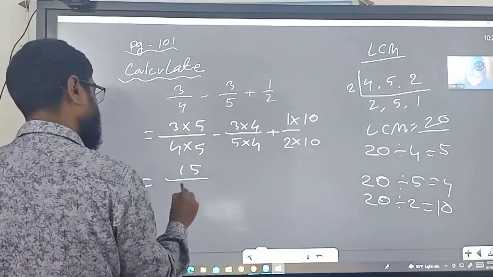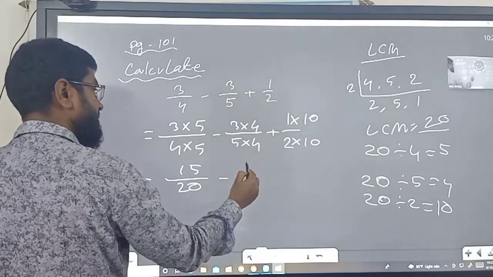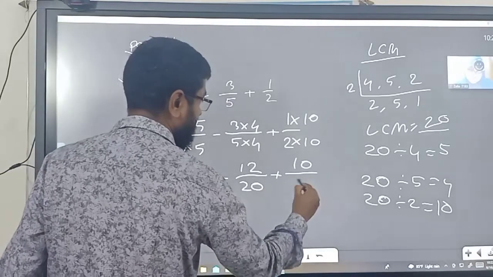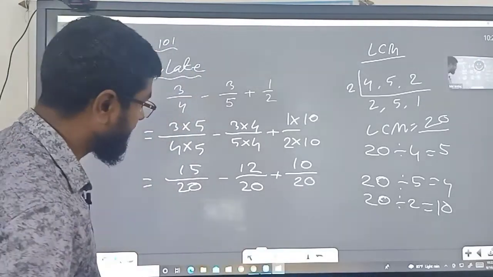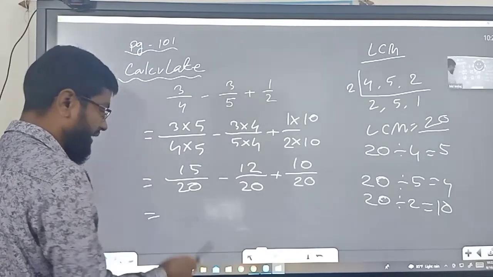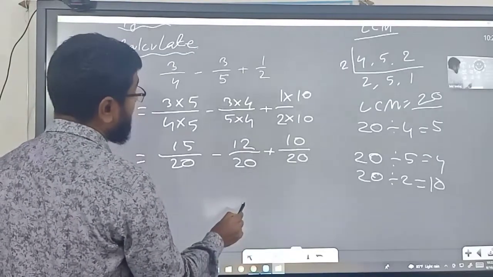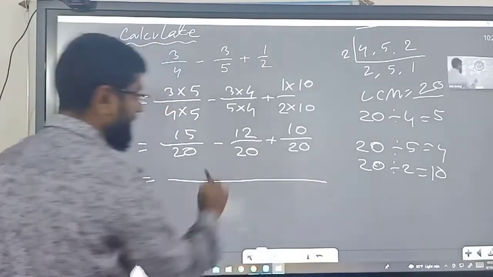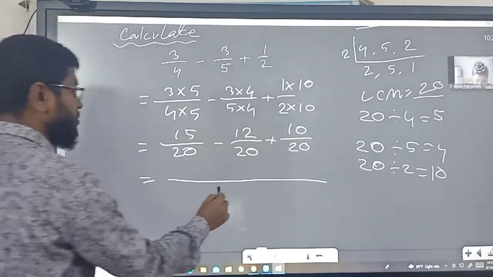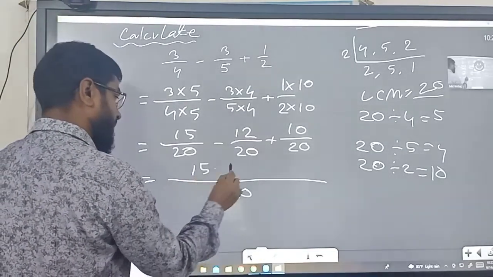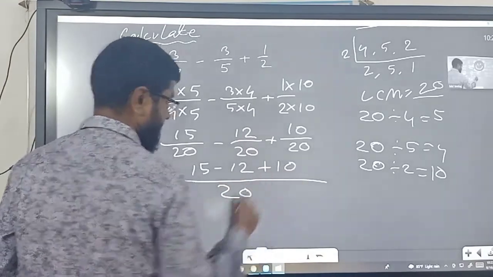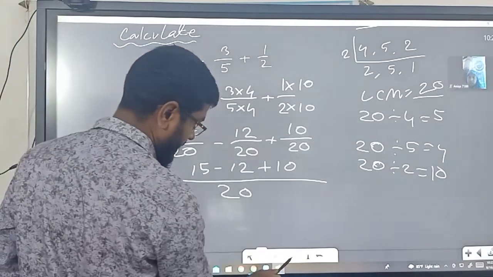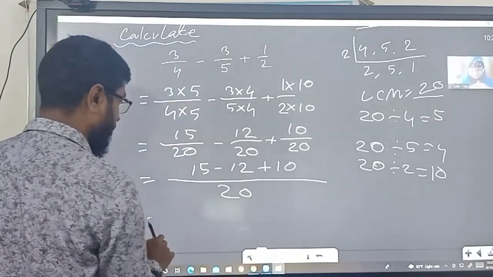15 by 20 minus 12 by 20 plus 10 by 20. Now it's easy to add. What will be the answer? It's a like fraction, so we will write 20 here, then 15 minus 12 plus 10. The answer is 30 by 20? 7 by 20? Then what will I write?